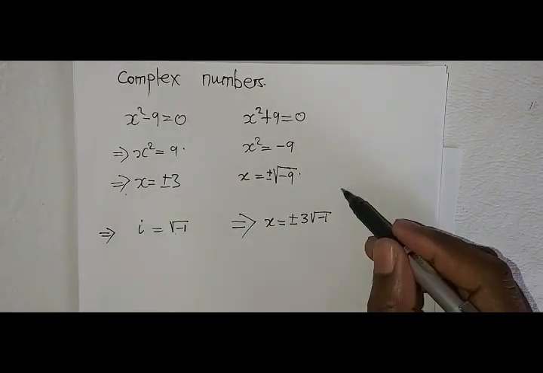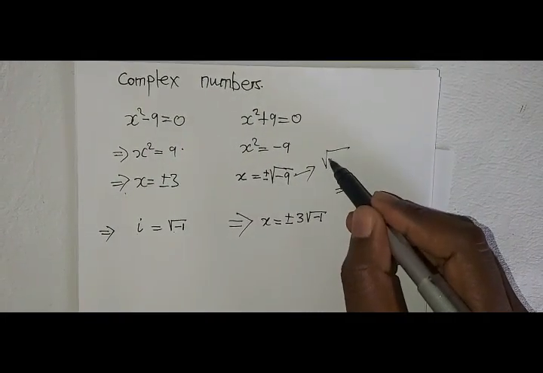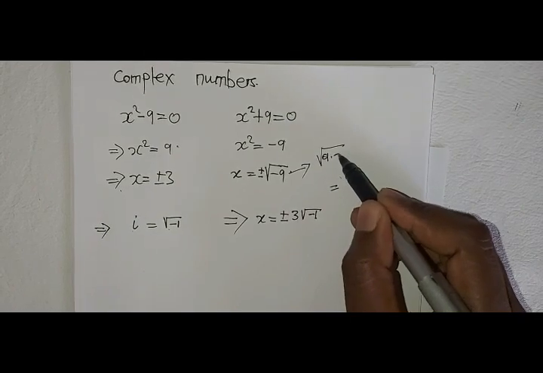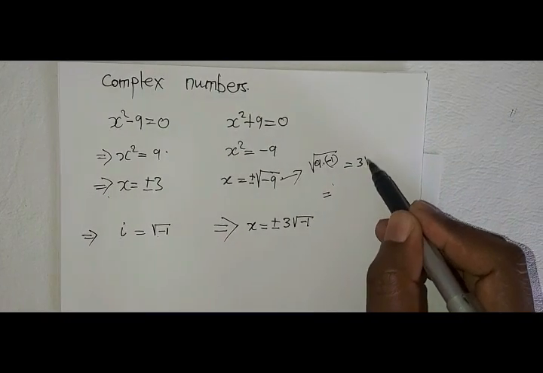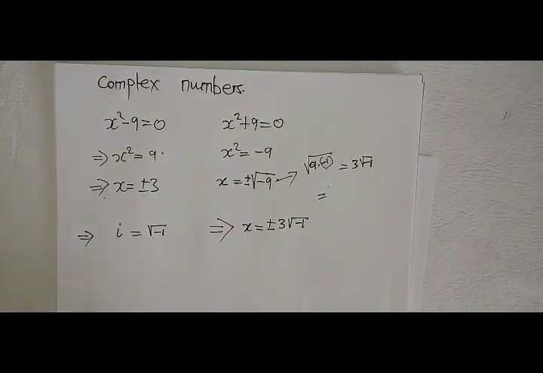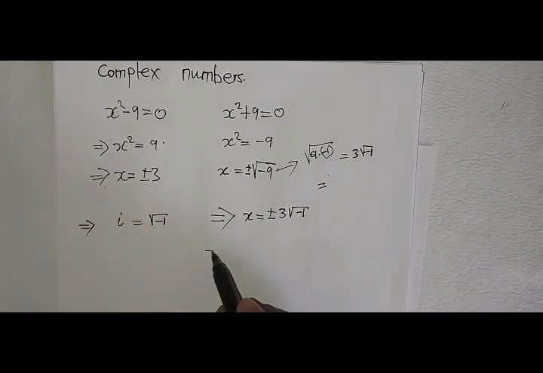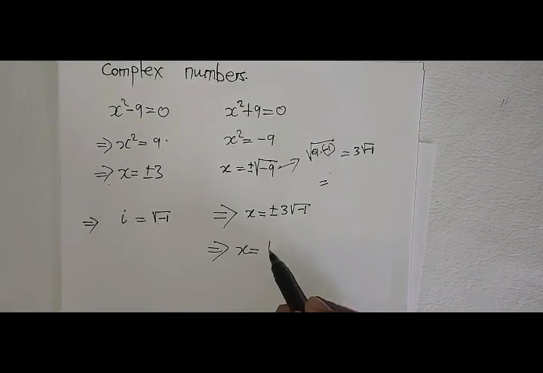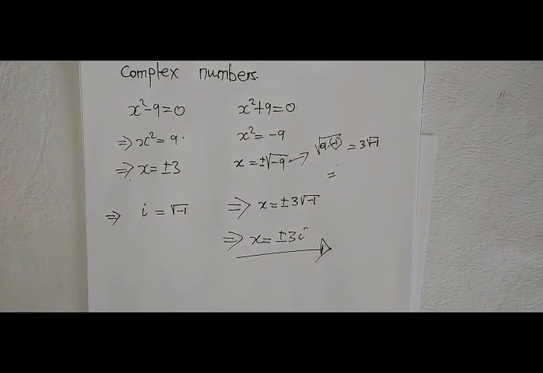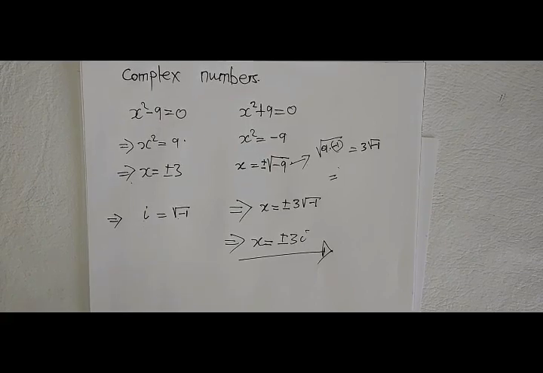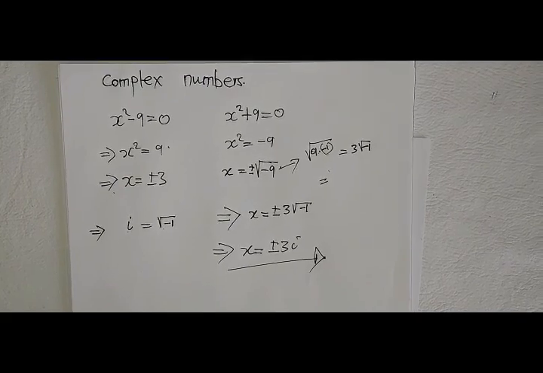Why minus 1? Because square root of minus 9, I can write as square root of 9 multiplied by minus 1, which, taking it out, will be 3 square root of minus 1. So that's where it's coming from. But because I have said square root of minus 1 is equal to i, x will be equal to plus or minus 3i. That becomes our solution to this equation when we extend our number system beyond the real number system, and we'll be looking at complex numbers.